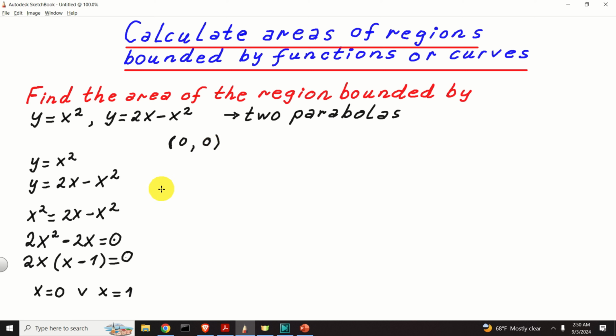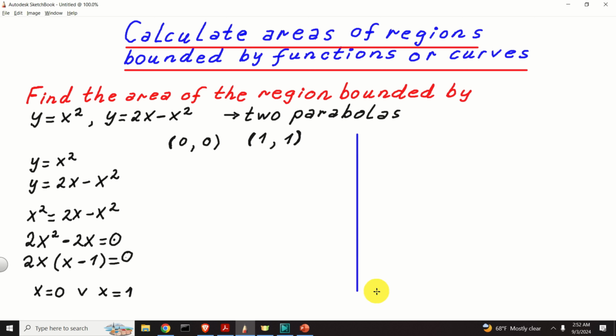How about the second intersection point? Well, here we are going to take x is equal to 1 and substitute this value in any of these two equations. For example, if we substitute x is equal to 1 in the first equation, we have the second intersection point, which is x is 1 and y is 1. And that's it. Now we are ready to sketch the graph and to sketch the region. Let us sketch the graphs of these two functions and the region bounded by them.